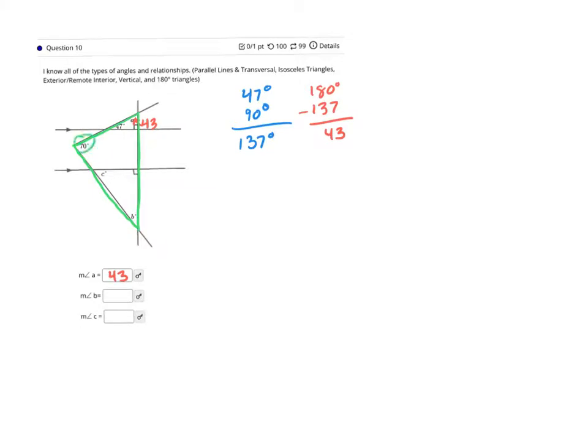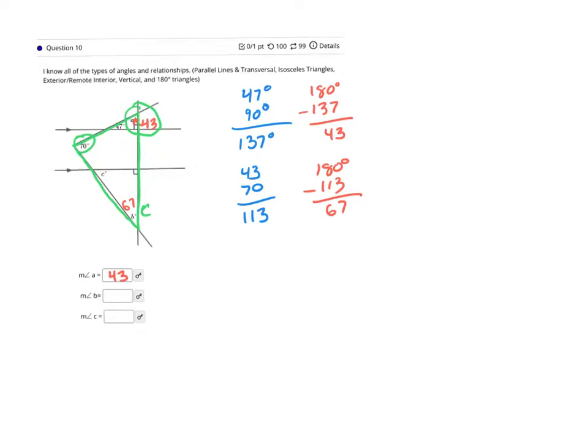Now, I know that this angle is 70, angle A is 43, so to find B, all I need to do is add those together. So 43 and 70, that will be 113. And then again, just take 180 because there's 180 degrees in a triangle, subtract 113, and when I do that, I'm going to end up with 67 degrees. So that means that B is 67.